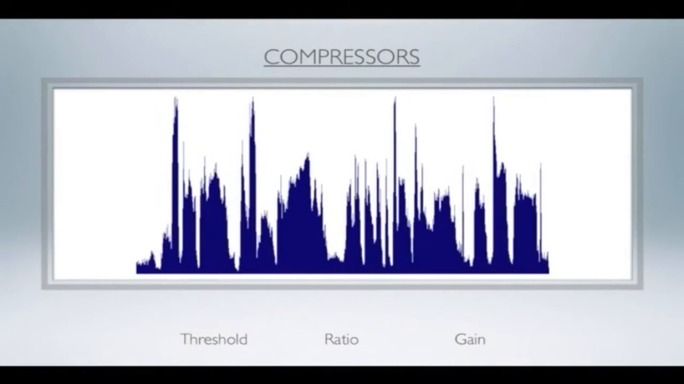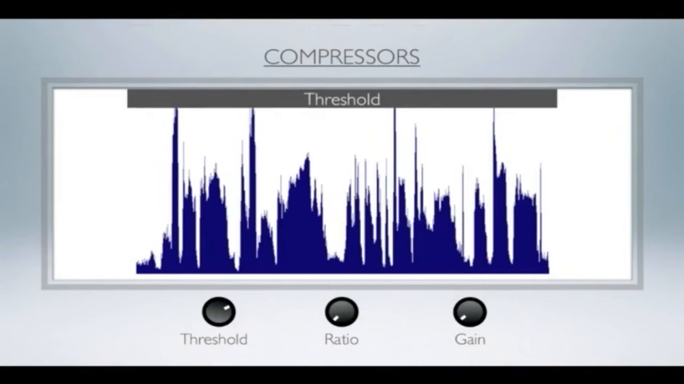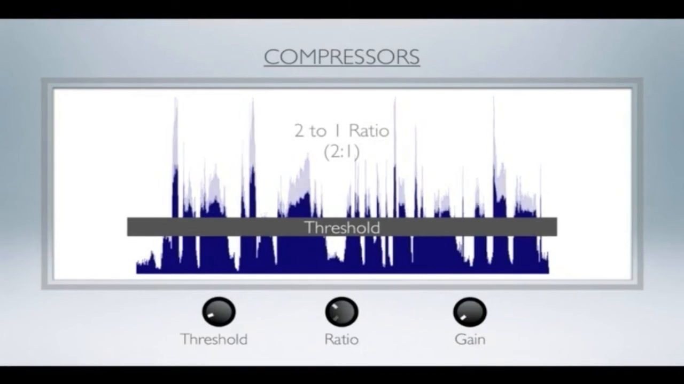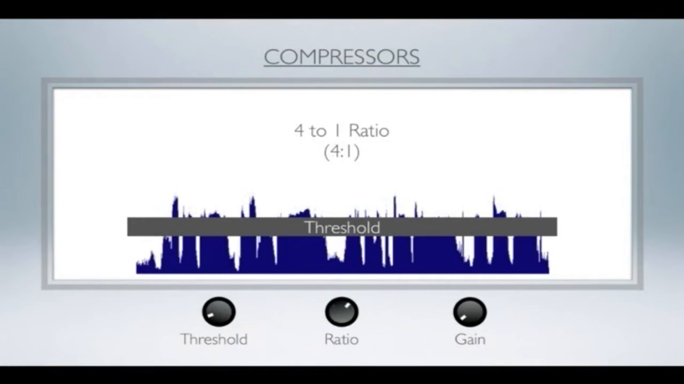Now, three main controls on a compressor are threshold, ratio, and gain. A threshold's job is that when you bring that down, it will compress everything above that threshold by a ratio or a factor which is determined by the ratio. In other words, if we were to do a 2-to-1 ratio, then everything above that threshold would get squashed by half. If we were to do a 4-to-1 ratio, then it would be squashed by a quarter.